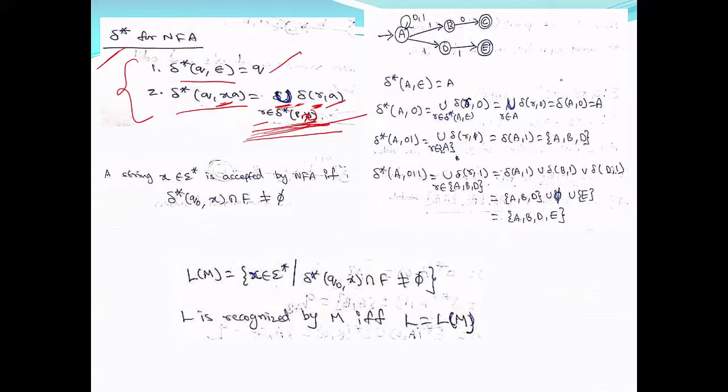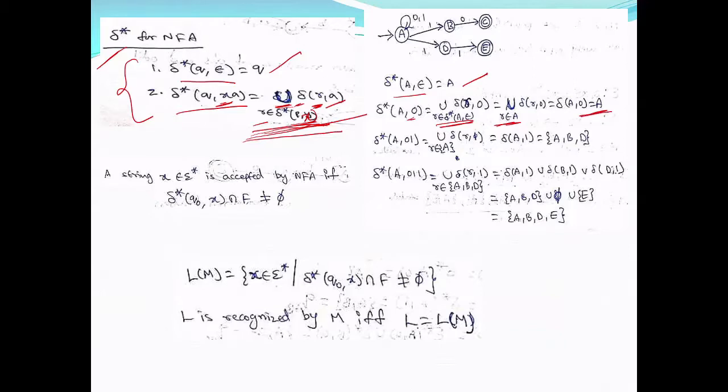Let me go for delta star of A comma epsilon. As per the definition, null string, no change. Now delta star of A comma 0. Suppose I give one input symbol 0. Then what I have to do? First I have to apply A and X. X is now epsilon, A comma epsilon. Now on epsilon it is A. So A on 0 is A.